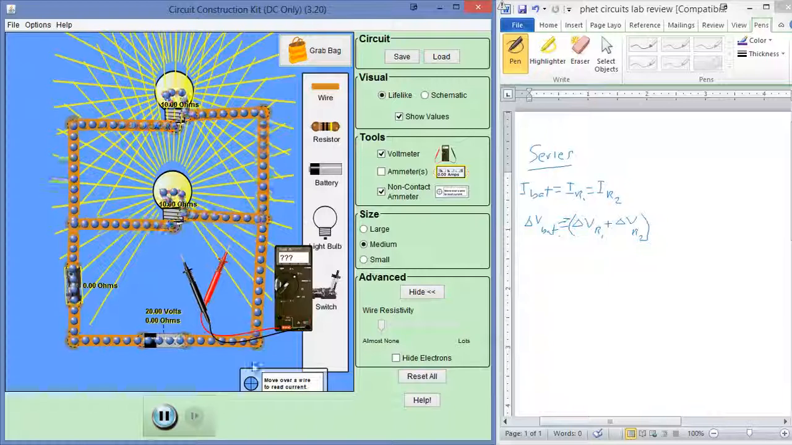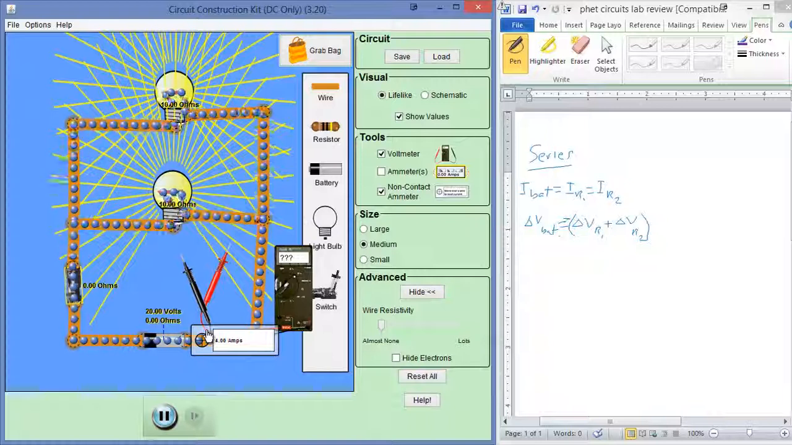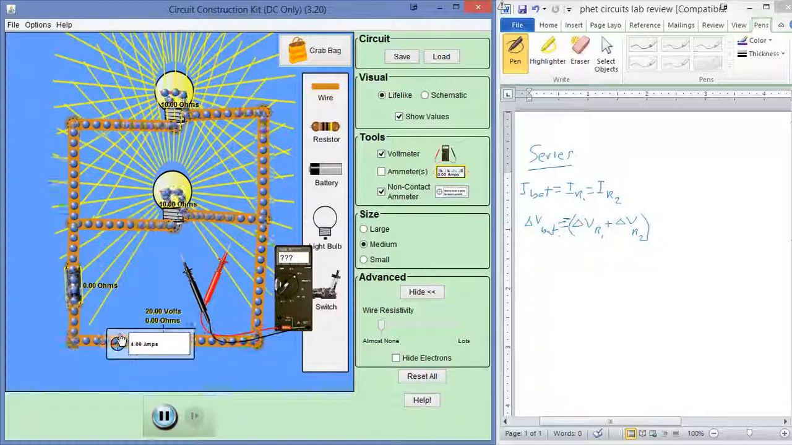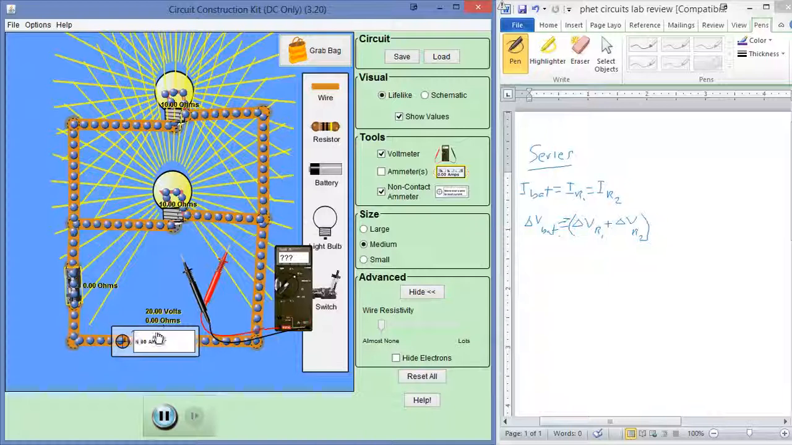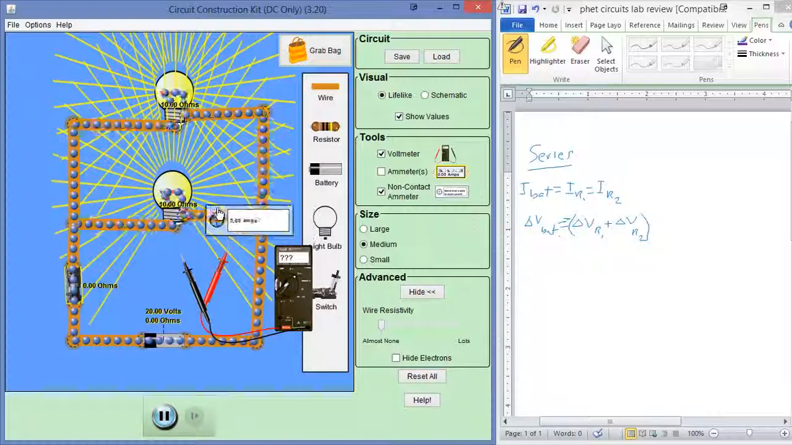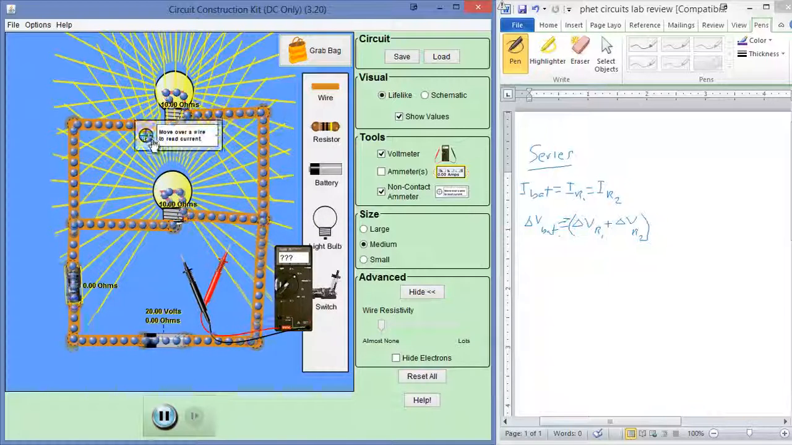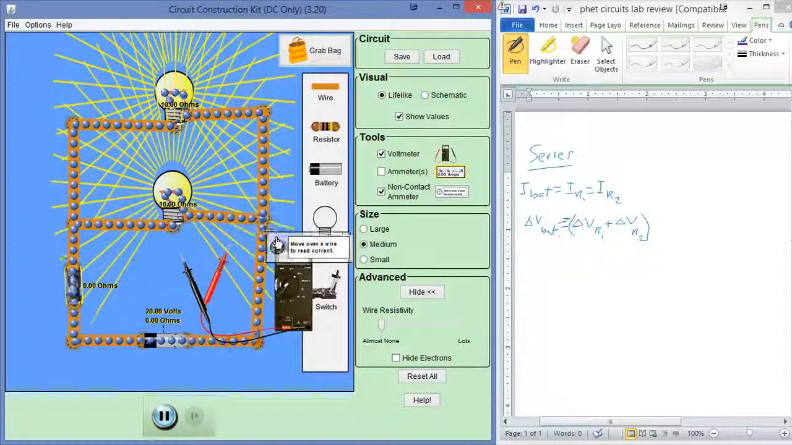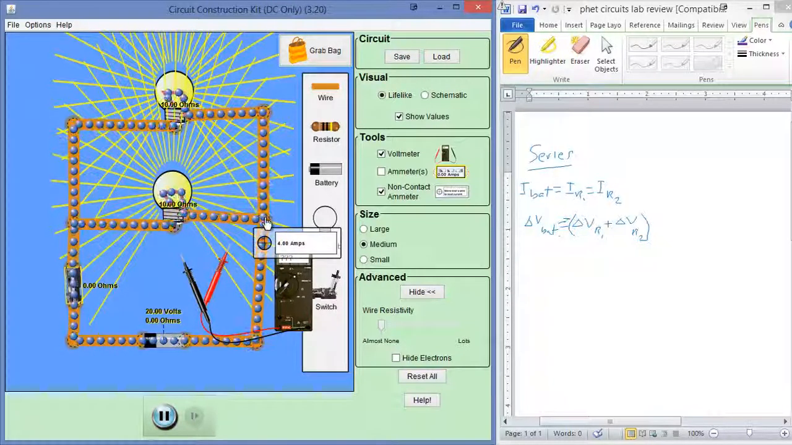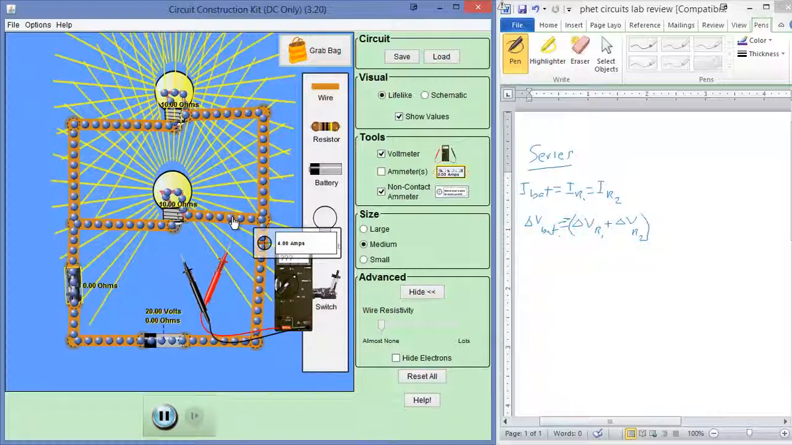Let's take a look at the current. All right, with our ammeter, we can see there is 4 amps coming out of this battery, or 4 amps we could say going through the battery. And going through this bulb here, 2 amps. Going through this bulb here, 2 amps. So do you see the relationship between 4 amps coming in and then the electrons hit this junction. Half go to the left, half go up, so we get 2 amps and 2 amps.